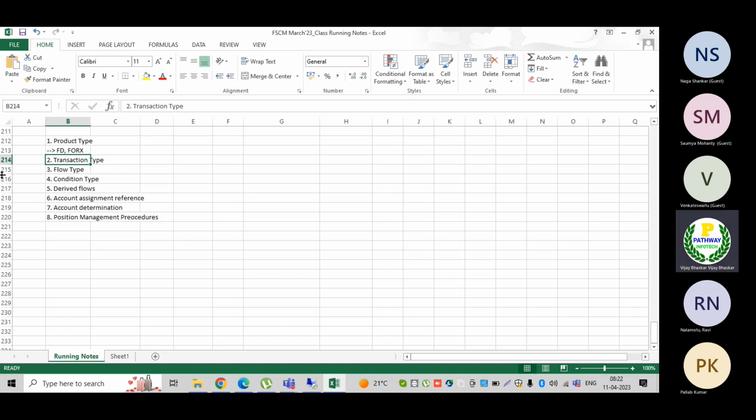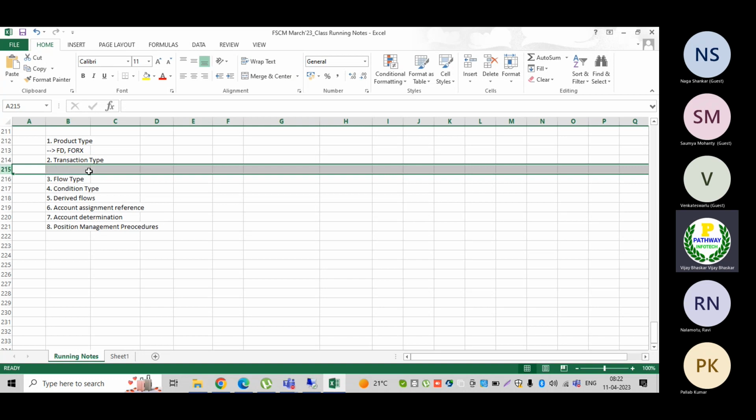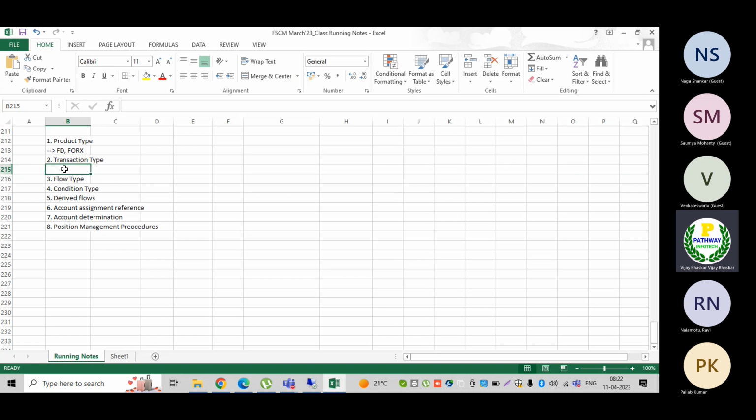Then transaction type, what is meant by the transaction type? How can you differentiate? I keep repeating the sentence: either you can borrow money from the market, or you can do the investment. How can you differentiate which one it is, whether the money is borrowed from the market or we have invested into the market? To differentiate that, the transaction types play the key role. Transaction type 100 is the investment, and 200 is borrowing money from the market.